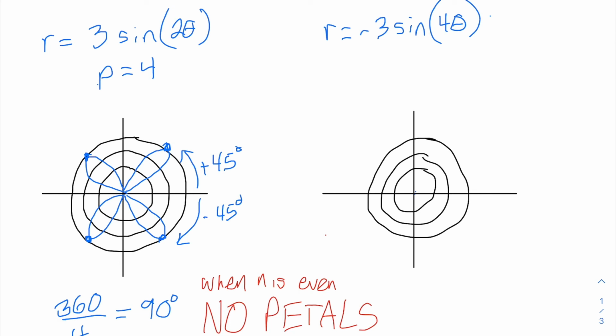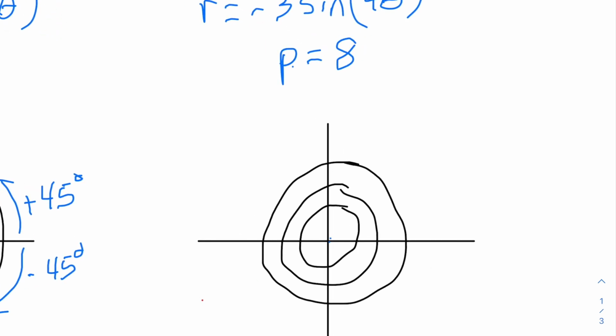So for this graph, we do have a little bit of a change because we have 4 theta, which means the number of petals is twice the value of n. When it's even, the number of petals would be 8. So let's think of what that's going to look like. 360 divided by 8 is 45. So that means that our first, and I'm going to zoom in for this one just to be able to graph it accurately, but our first petal here, if you divide 45 by 2, you get 22.5 degrees.